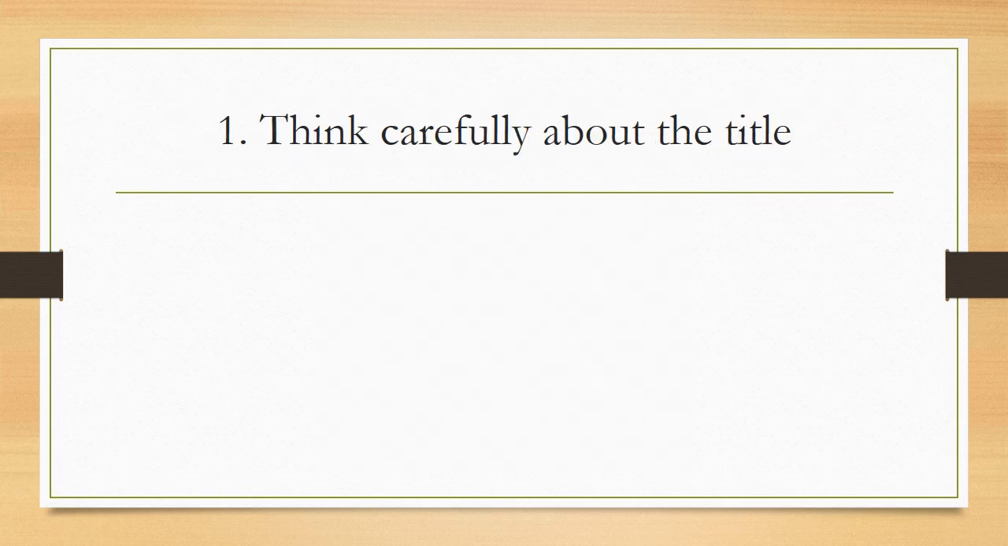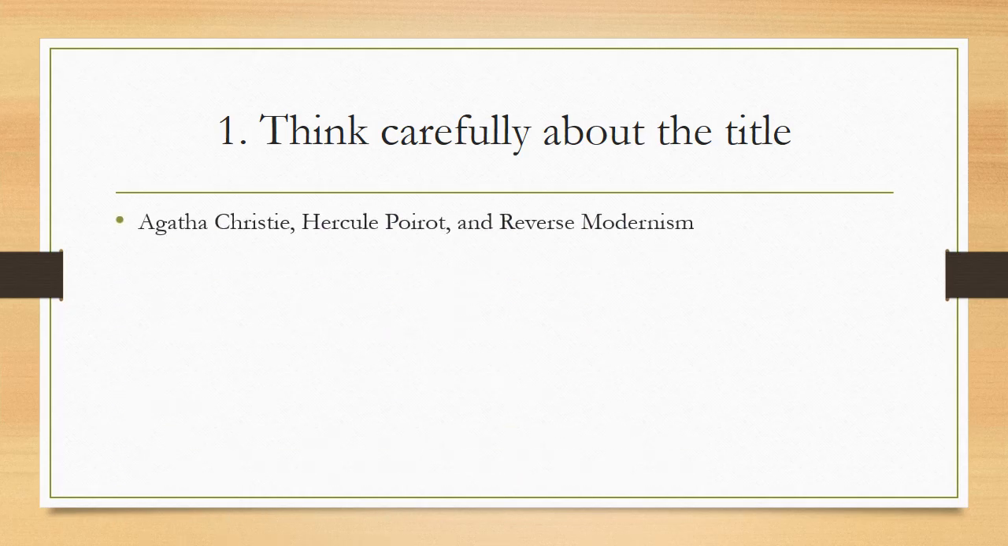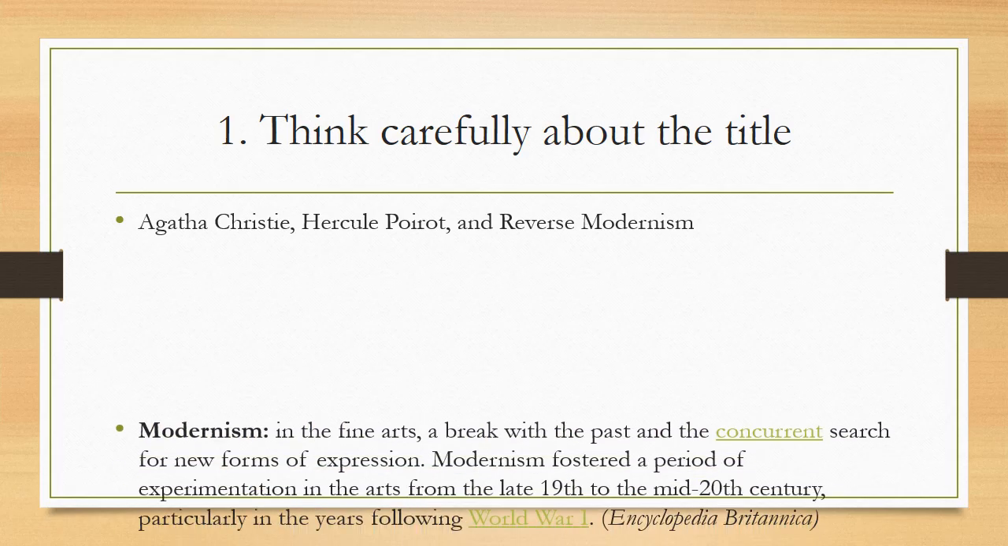So remember, step one for an article was think carefully about the title and look up any words you don't know that are in the title. So the title of this article is Agatha Christie, Hercule Poirot, and Reverse Modernism. Those first two are pretty straightforward. We know it's going to be about those two things because I researched looking for articles that dealt with those two things. So reverse modernism is really going to be the key here. And modernism is a word we might not know. So that's a word we should look up per the instructions.